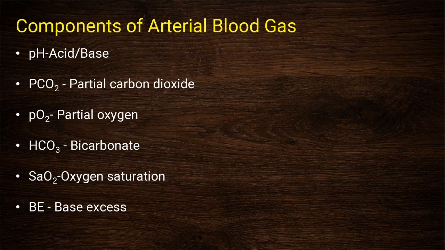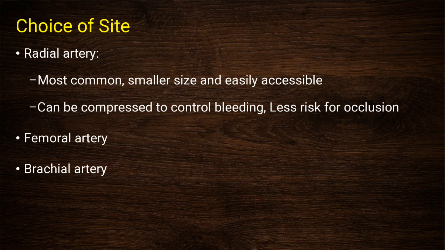Components of arterial blood gases are mainly pH, PCO2, that is partial pressure of carbon dioxide, PO2, that is partial pressure of oxygen, bicarbonate, SaO2, that is saturation of oxygen, and base excess. These are the usual components estimated using ABG analyzer.